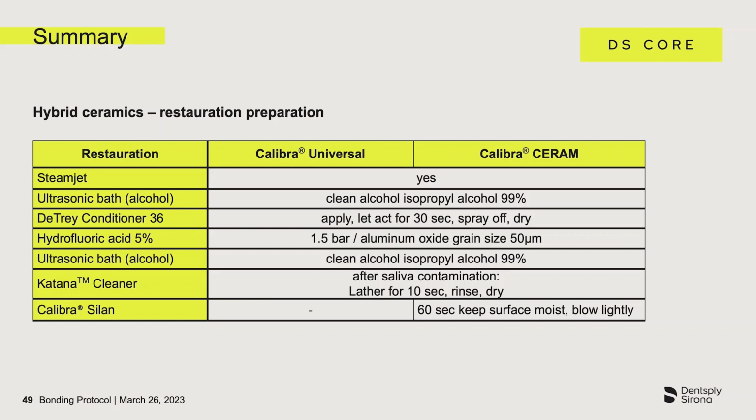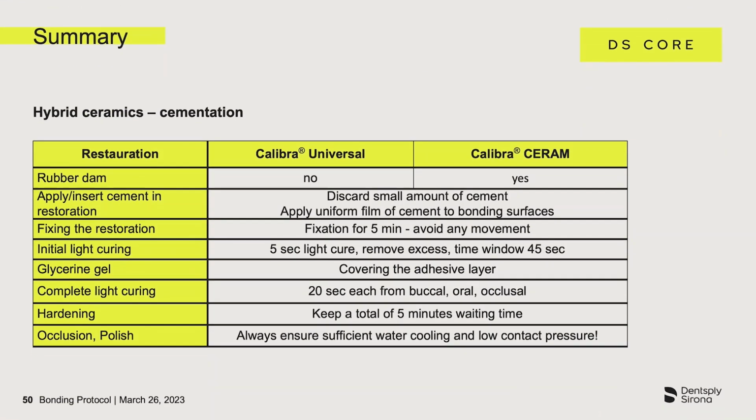For the cementation of silicate ceramics, the use of Calibra Ceram or another fully adhesive composite cement is recommended. Hybrid ceramics should preferably be cemented with Calibra Ceram, that is, a fully adhesive composite cement. Here too, the use of rubber dam is recommended. The composite cement is applied to the adhesive surfaces of the restoration, and the restoration is placed on the tooth and fixed with strong pressure on it.